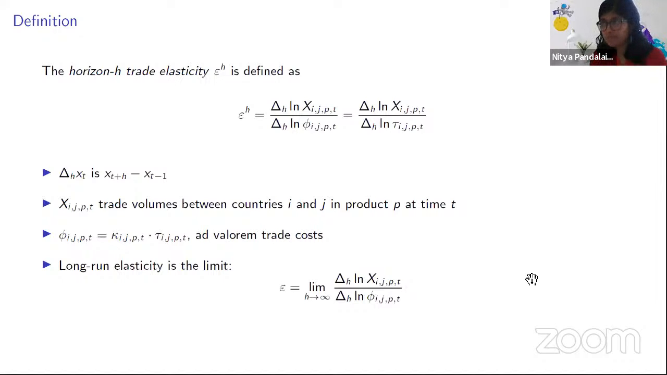So let me briefly define what I mean by horizon-specific trade elasticity. And this is simply going to be the epsilon h, which is the log change in bilateral trade flows in a particular product over h horizons. So delta h is going to be x_{t+h} minus x_{t-1}, divided by the change in trade costs, and making the standard multiplicative assumption, this is the same as the change in trade flows divided by the change in tariffs. The long-run elasticity then is the limit as h tends to infinity of this object. And this is what we're going to be interested in estimating.